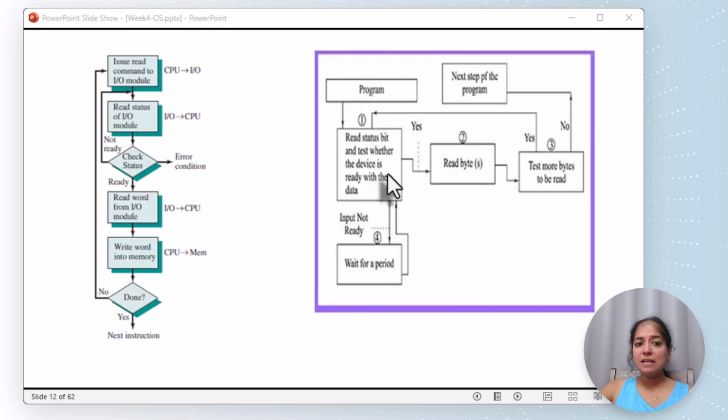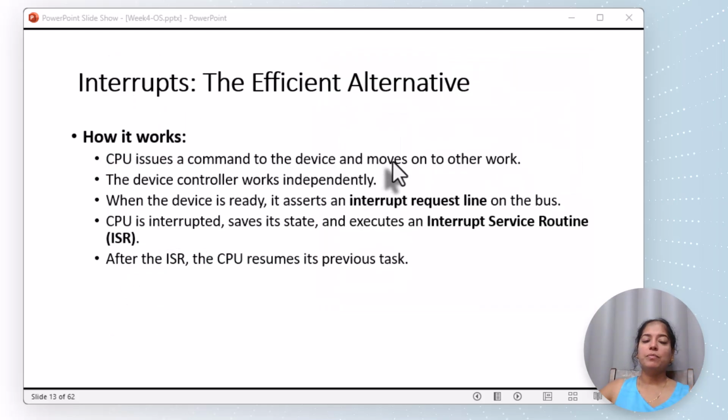This is the diagram of how the process goes on for the input output. To avoid wasting CPU time in busy waiting, the efficient alternative is interrupts. Instead of polling, devices notify the CPU with an interrupt when they are ready. So the CPU gives a command, it does another task, and the device signals via the interrupt. The CPU temporarily pauses the work, runs the interrupt service routine, called the ISR, and then it resumes.